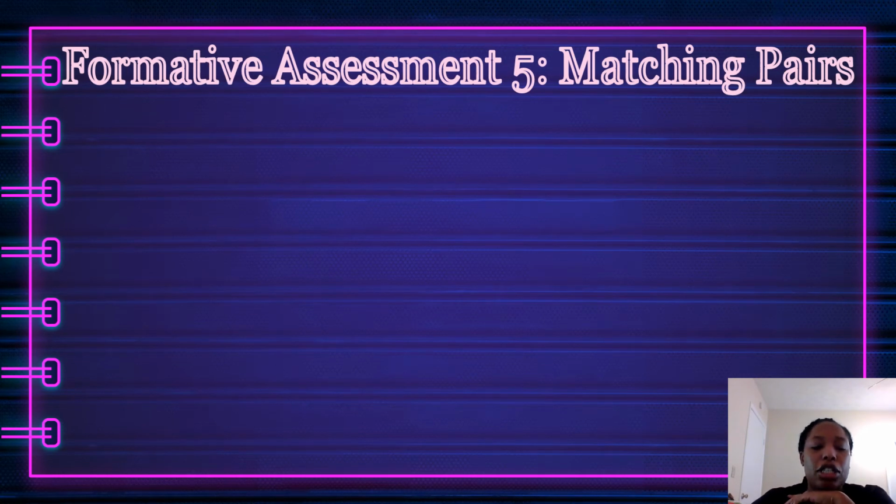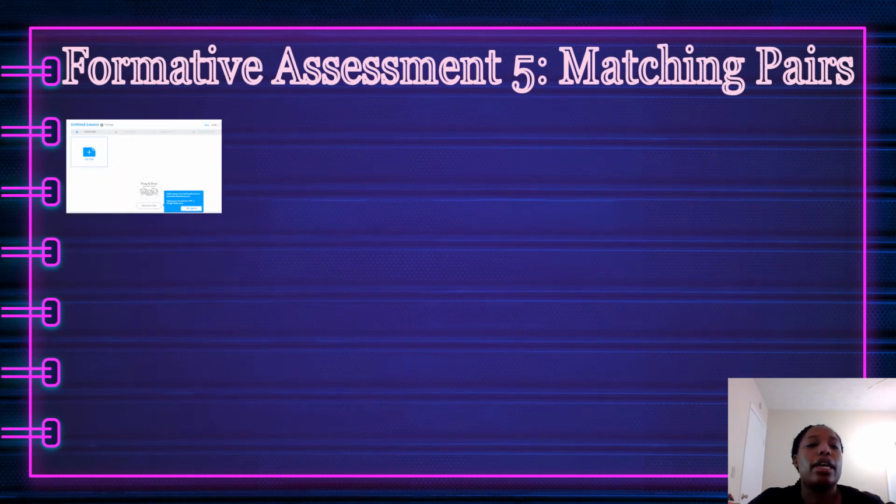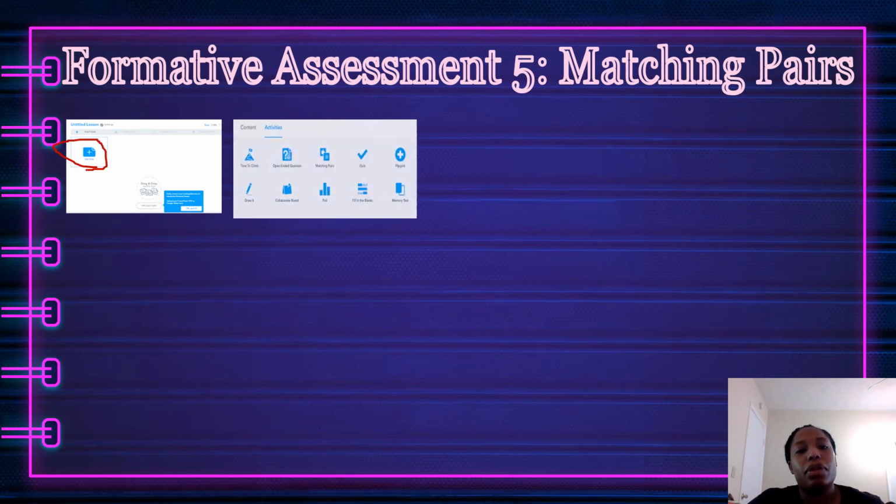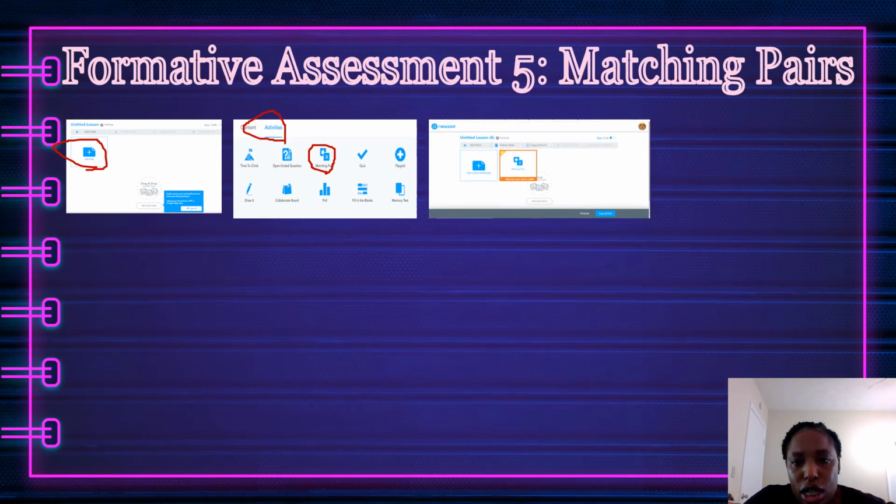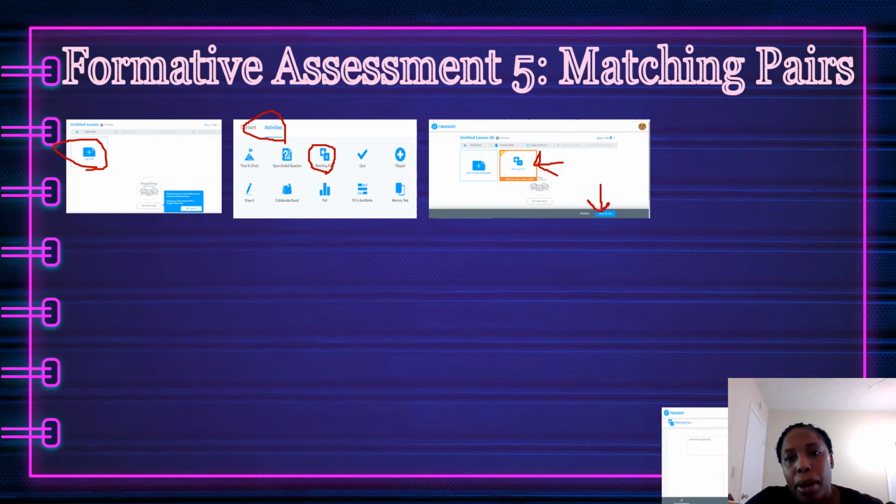Formative assessment 5, matching pairs. Okay, click on add slide. Click on activities, then matching pairs, which is right here. Okay, you click on matching pairs and hit save and exit.